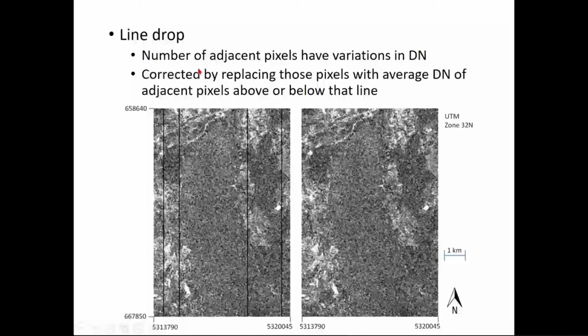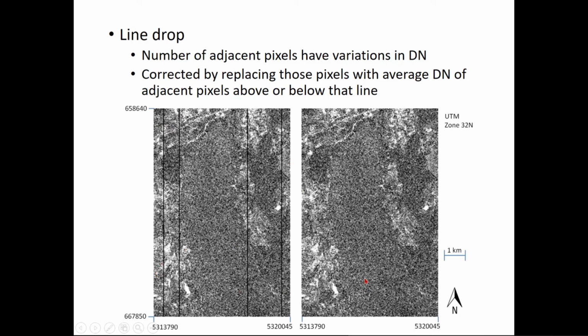Then the next one is line drop. You can see on the left image there are some unwanted lines. A number of adjacent pixels have variation in DNs. Those black lines you can see on the left image are pixels that differ from their adjacent pixels, which is highly unlikely, isn't it? There will not be a drastic difference in the DNs of adjacent pixels, but here you can see a large variation in the DNs of adjacent pixels. That causes the image to look like it has a line in it.